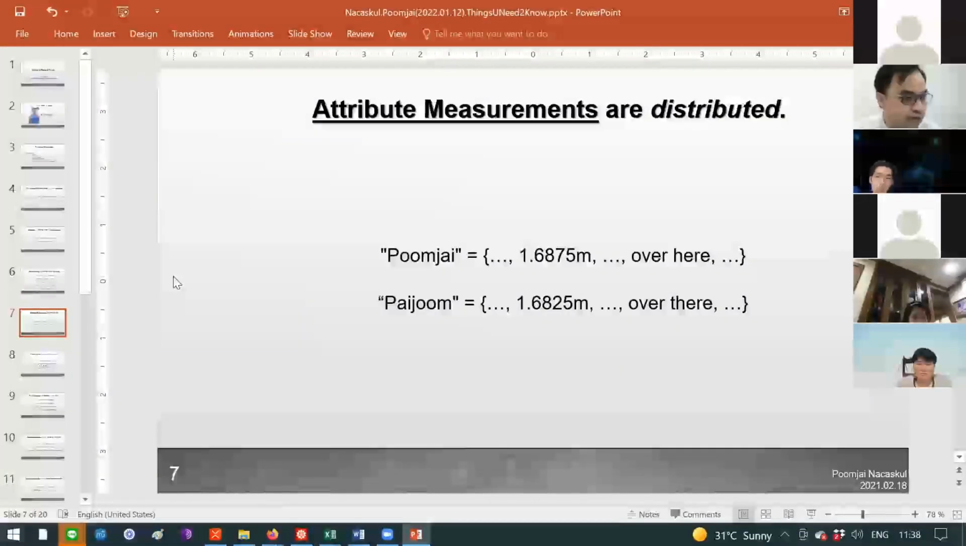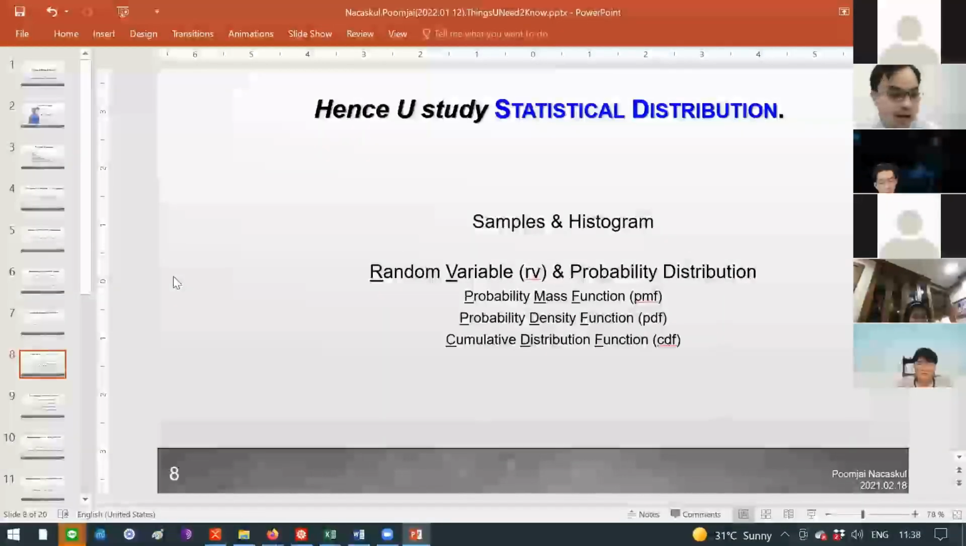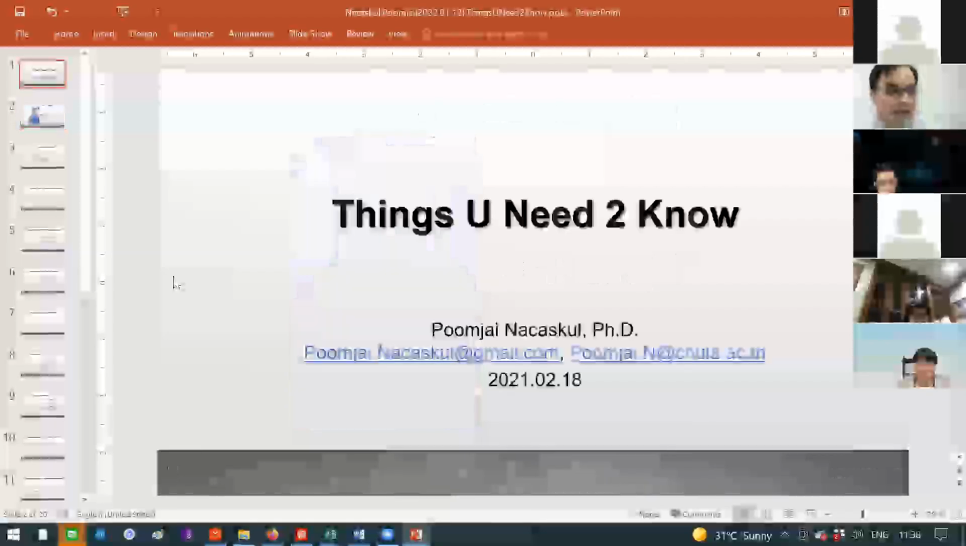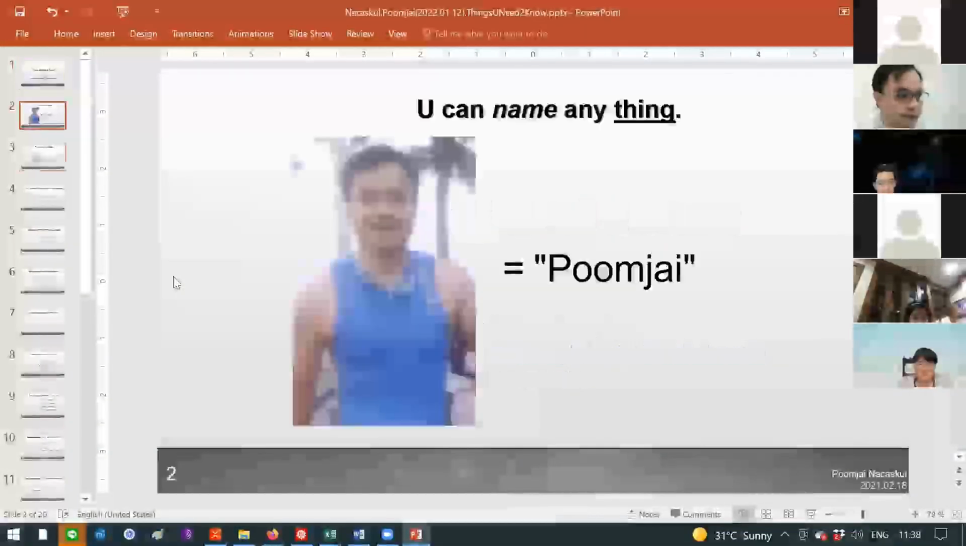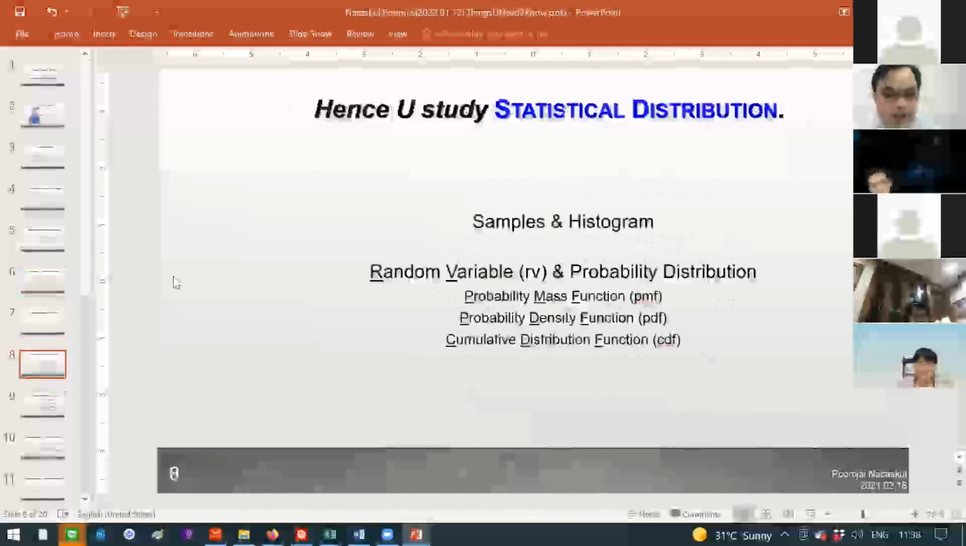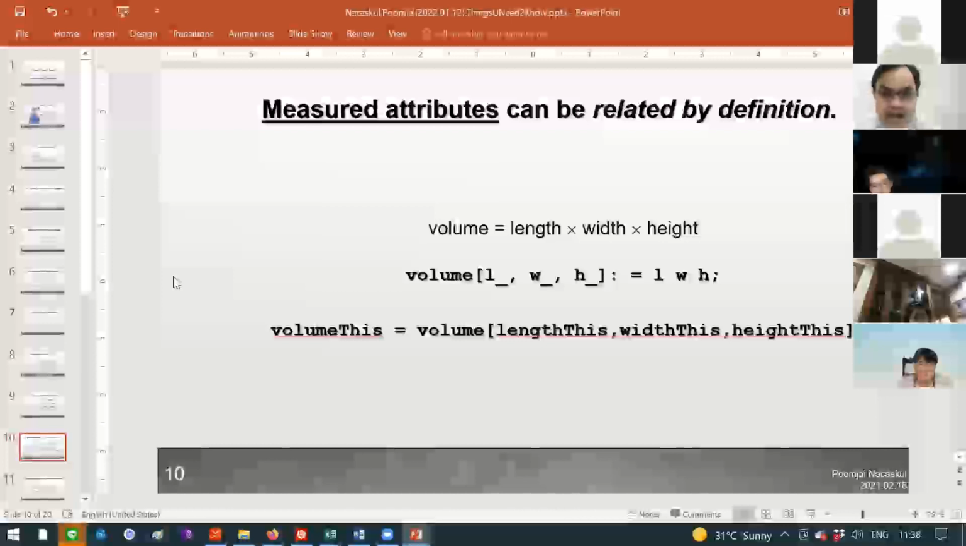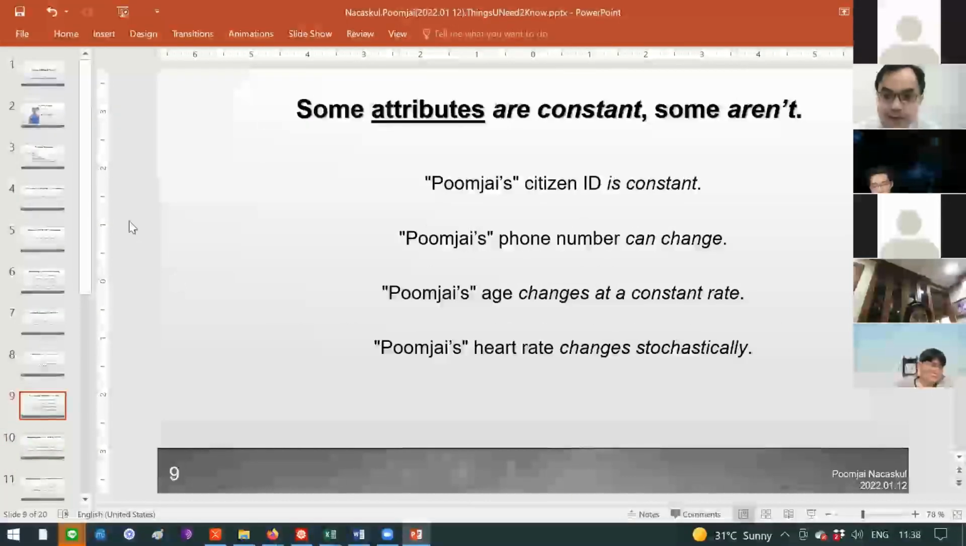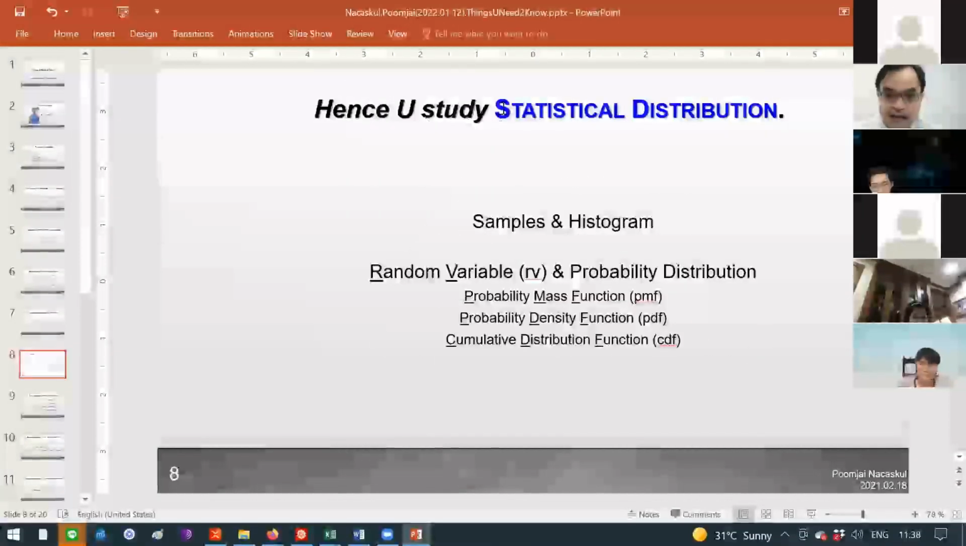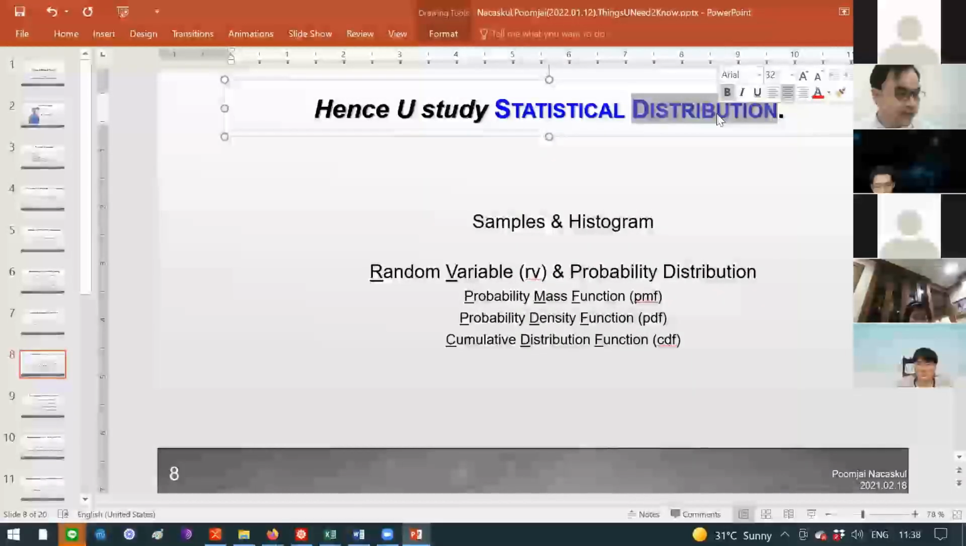I don't care if you're interested in art. I don't care if you're interested in health science. I don't care if you're interested in sustainability. I don't care if you're interested in blockchain. I don't care if you're interested in smart cities. These are generic things. The point is that you only get to know your subject by attributes, and attributes are distributed. Statistical distribution is the tool.